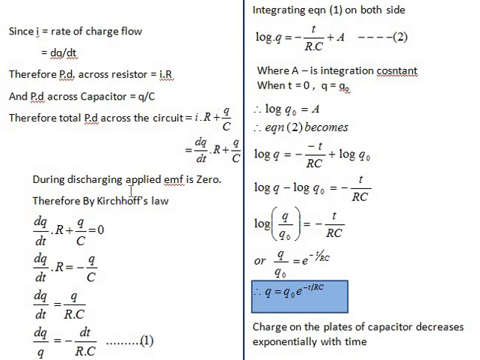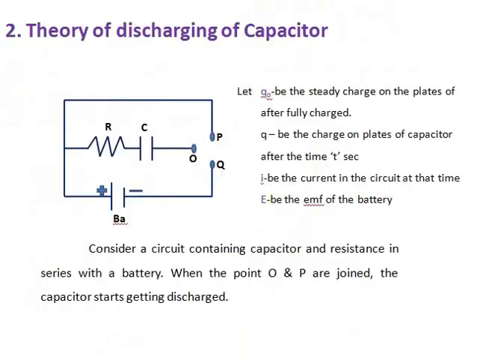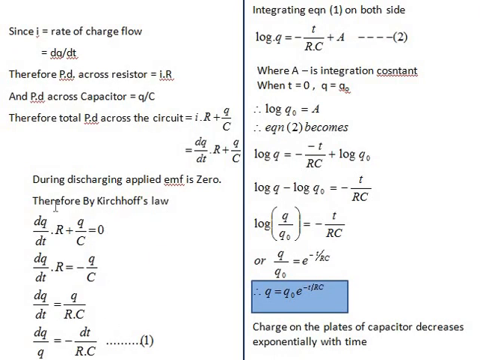During discharging, the applied EMF is 0, because while discharging the capacitor, the applied EMF by this battery is 0, as we have disconnected OQ here and connected OP here. So, from Kirchhoff's law, (dq/dt)·R + Q/C = 0, because the applied EMF is 0.